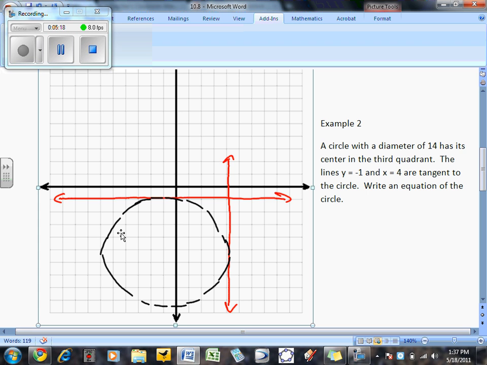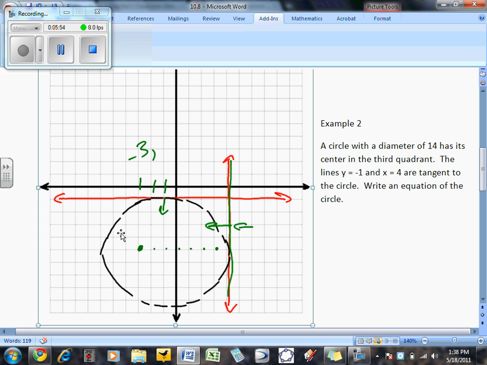So what we can do is, from our tangent lines here, we can count 7 in this direction and 7 from this direction, and where that should meet is where the center of our circle is going to be. So if I count 7 from this line, 1, 2, 3, 4, 5, 6, 7. All right. We know where our x value should be. So -3 should be the x value because it's got to be 7 away from this line right here.